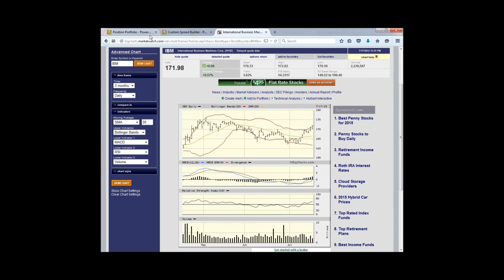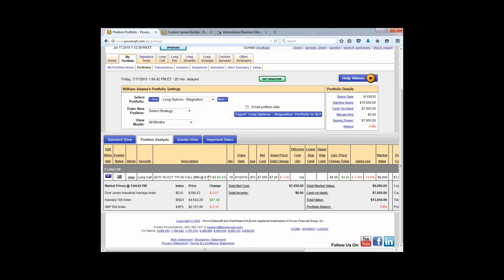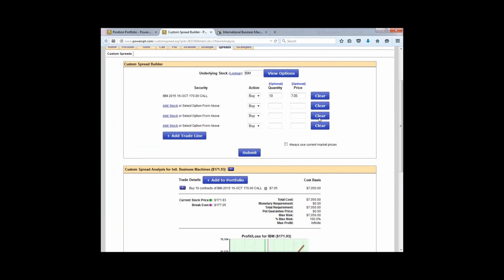Okay. So again, what are some of the things I can do now? We see that we paid $7.05 for that 170 October call on June 1st, and it's currently trading at $6. So we lost about 15%. Haven't hit our target, but we're losing time value on the position. So what are we going to do?